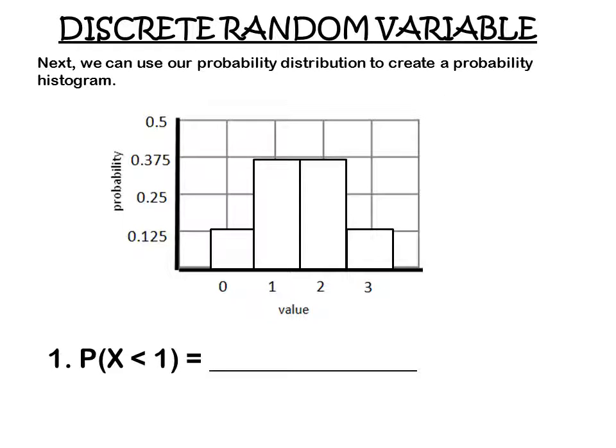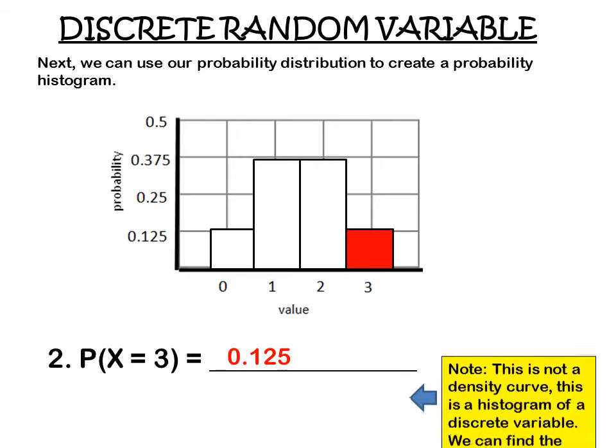Let's say we're finding the probability that our random variable is less than 1. So I go to my histogram, and the only bar here where the value is less than 1 is the first one. So that is the probability of getting 0 heads. This corresponds to a probability of 0.125. Finding the probability of getting exactly 3 heads is possible because this is a discrete variable. The probability of that occurring is 0.125 again.